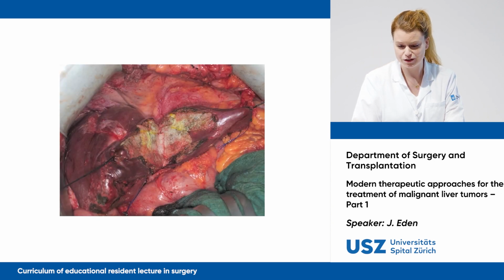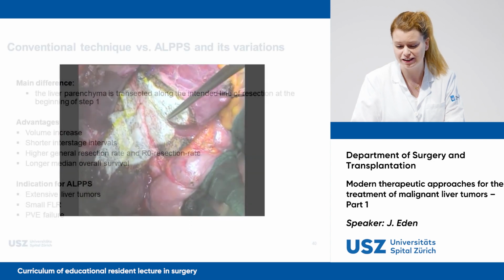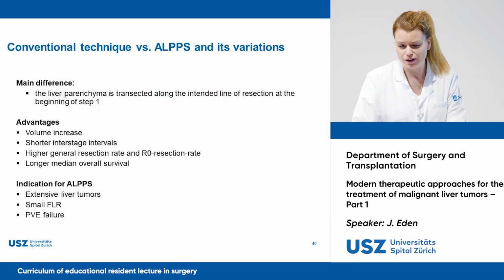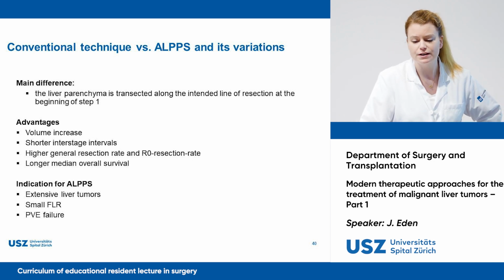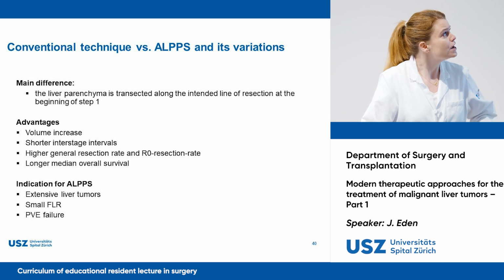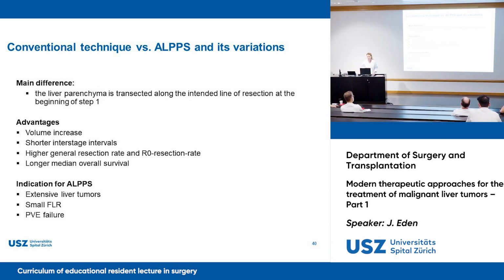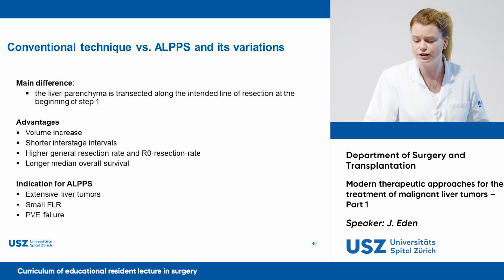All right. So that's how it looks, and it's pretty impressive, I think. Now, one last slide: conventional technique versus ALPS and its variations. The main difference, and I think we know this by now, is that the liver parenchyma is transected along the intended line of resection at the beginning of step 1. And the advantages are volume increase, shorter interstage intervals, higher general resection rate and R0 resection rate, and longer median overall survival. Now, the indications for the ALPS procedure are extensive liver tumors, a small future liver remnant that's to be expected, and PVE failure.